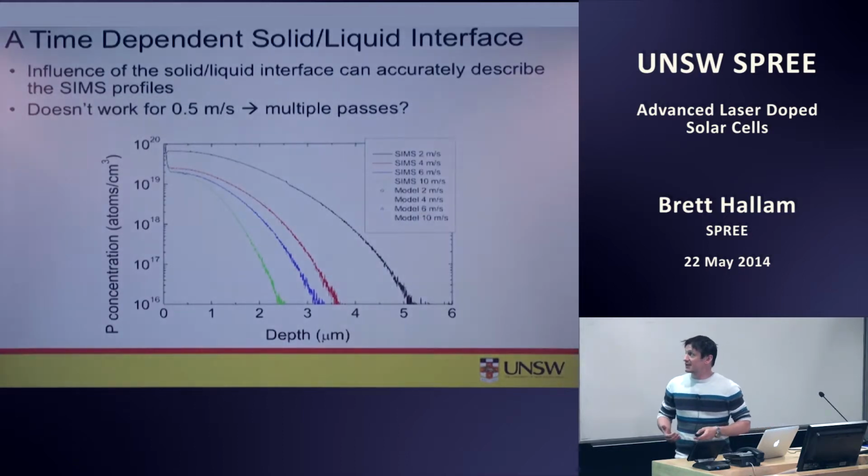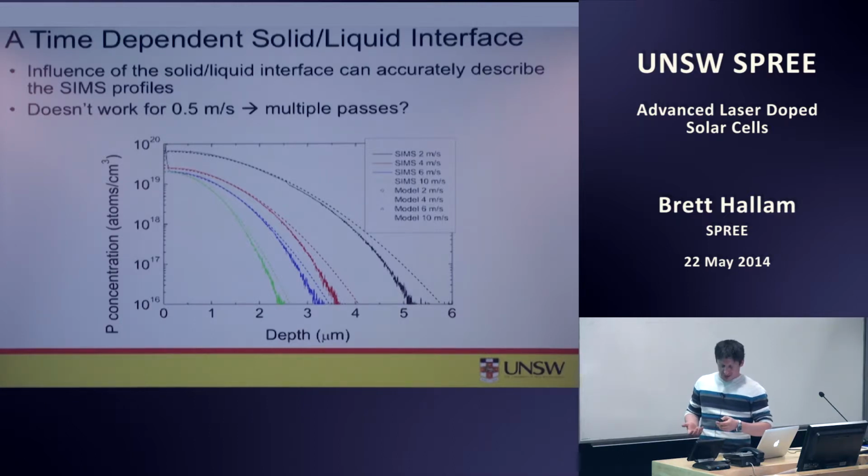So if we take these SIMS profiles again, if we don't have any influence of the solid-liquid interface, we see that we do indeed expect a deeper junction depth. But if we add this model, we see basically perfect agreement between the SIMS profile and the model. And this was model A with the symmetric linear scaling factor. So we can see that this simple 1D model can effectively describe a lot of these laser doping processes.